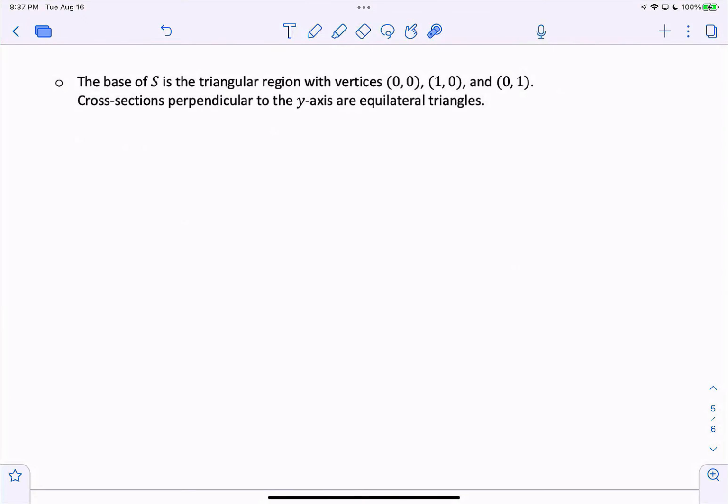Now I'd like for you to give this a shot. We're finding the volume of a solid. The base is the triangular region with vertices (0, 0), (1, 0), and (0, 1). Cross sections perpendicular to the y-axis are equilateral triangles. Give it a shot. Come back when you're done.